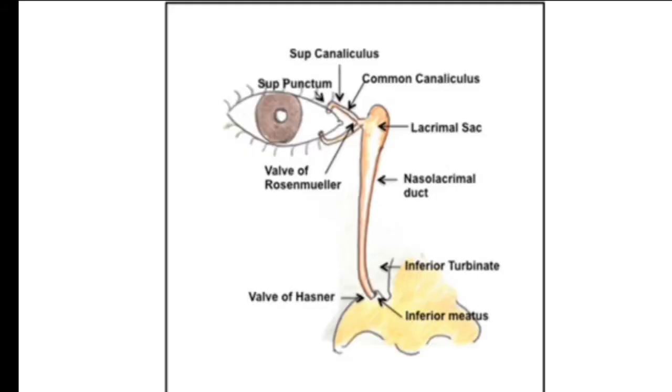In this picture, you can see the valve of Hasner, which is situated in the distal part of the nasolacrimal duct, that is near the inferior meatus. And you can also see the valve of Rosenmuller. It is situated at the junction of the lacrimal canaliculi and the lacrimal sac.